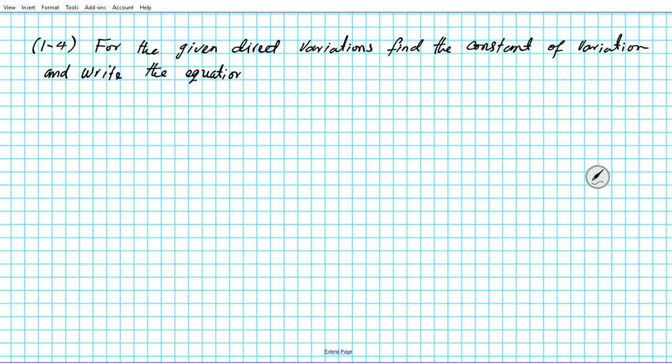Alrighty, question number 1. Let's say we have the direct variation presented in a numerical format. So we have (-12, 3), (-4, 1), (0, 0), and (8, -2). Alright, so let's say we have something like this. Now, let's go ahead and find the constant of variation.